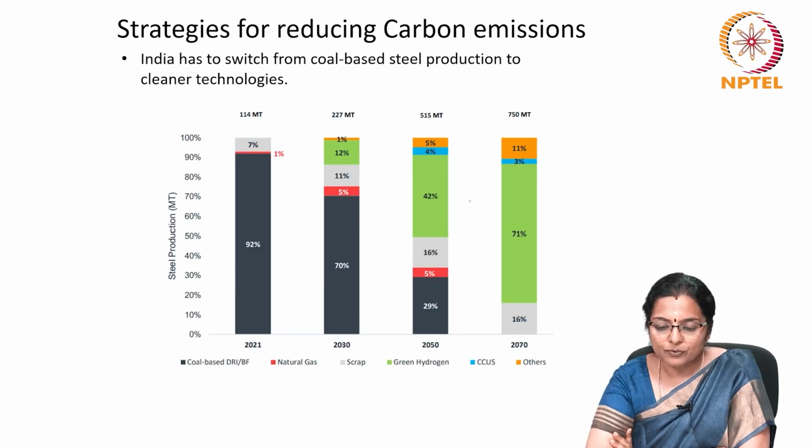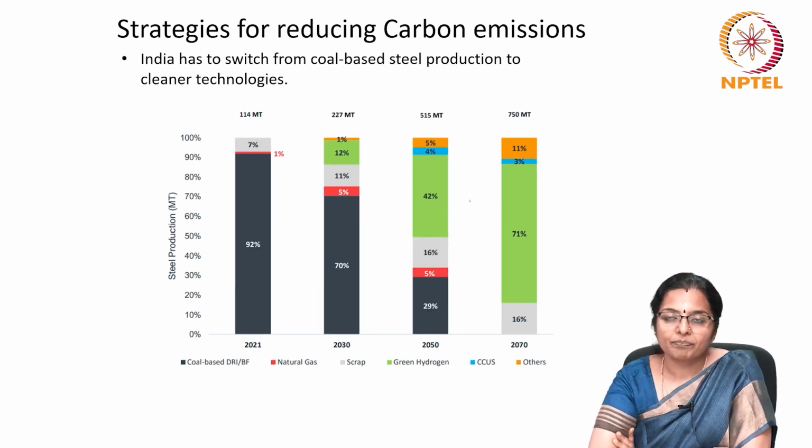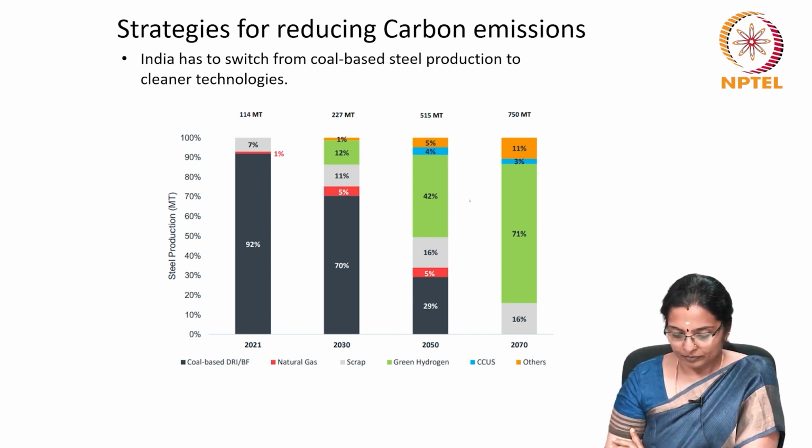Primary steel can have an embodied carbon footprint that is up to 5 times greater than high recycled content steel. Now, strategies for reducing carbon emissions are like this. India has to switch from coal-based steel production to cleaner technologies. Otherwise, the sector's carbon dioxide emissions will also double from the current levels. This will hinder the emission target set by India at COP26 in Glasgow in 2021.